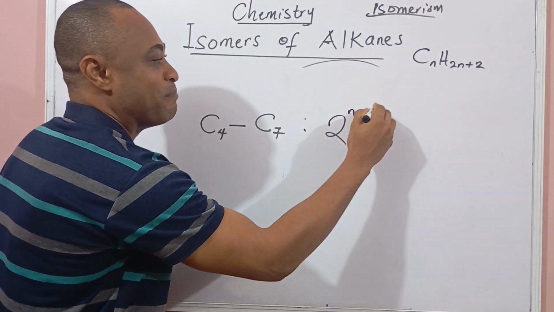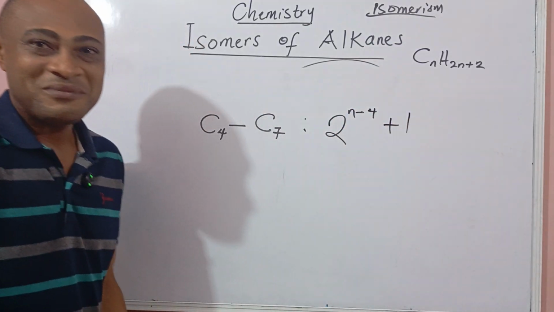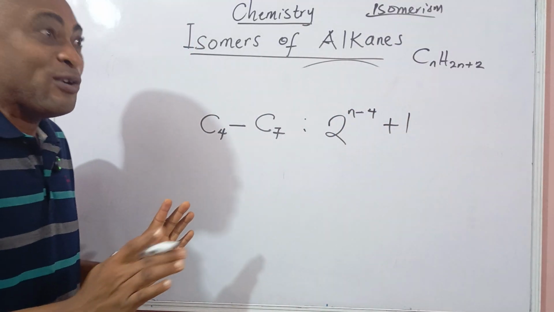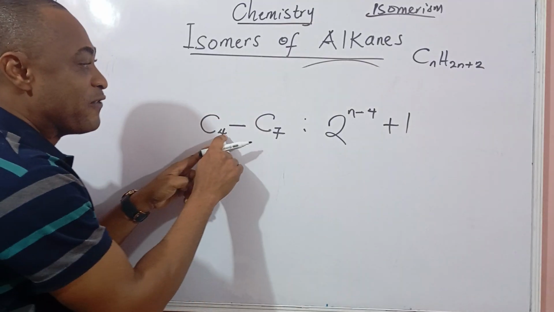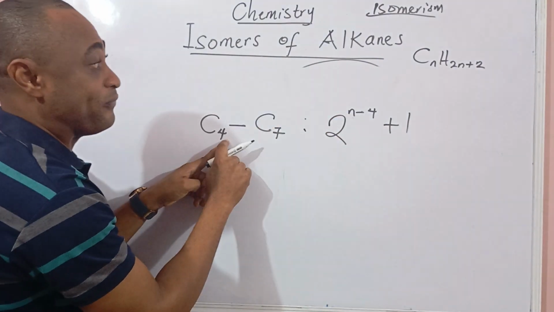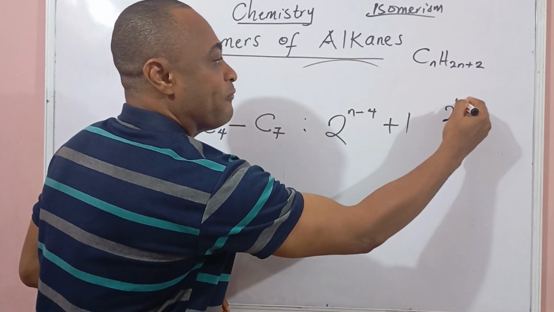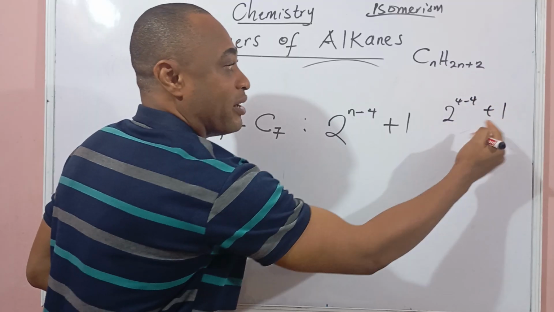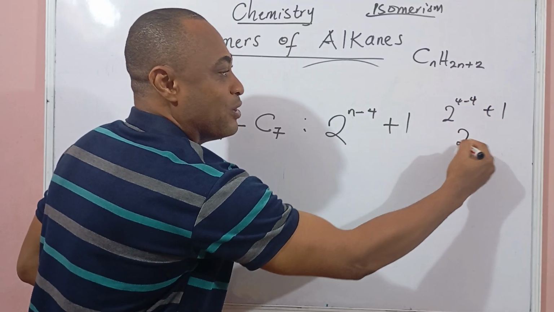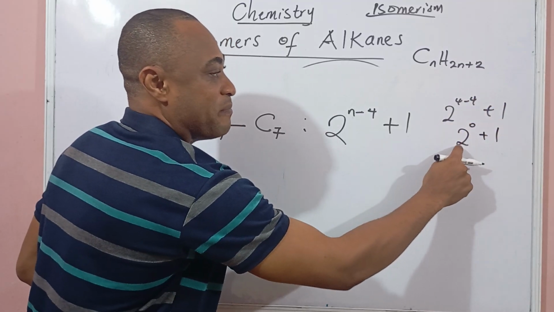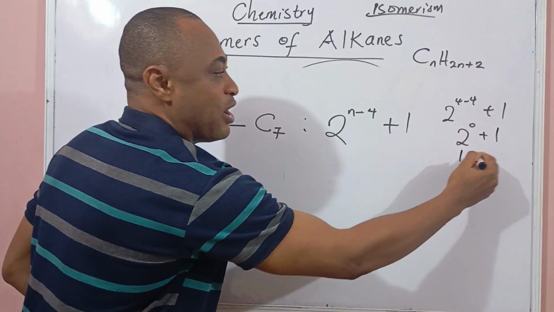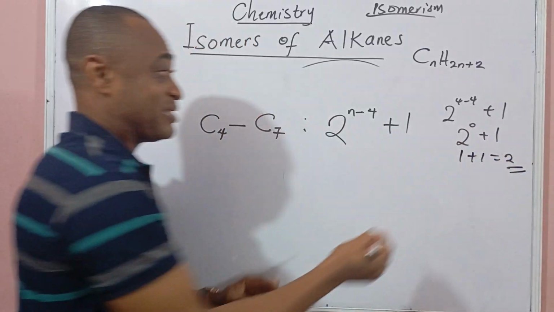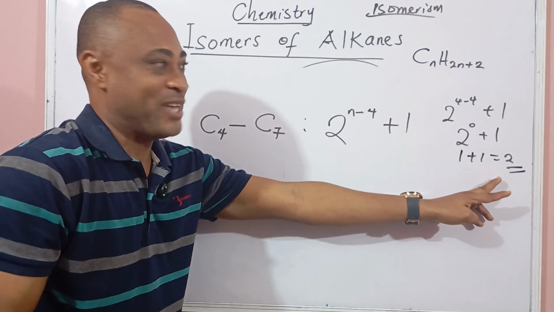2^(n-4) + 1. As easy as ABC. Look at this. Let's see how that works. For butane, n here will be 4. So that is going to be 2^(4-4) + 1. And 4 minus 4 is 0. 2^0 + 1. And remember, anything raised to power 0 is 1. 1 plus 1 is 2. Can you see that? That means butane has 2 isomers.